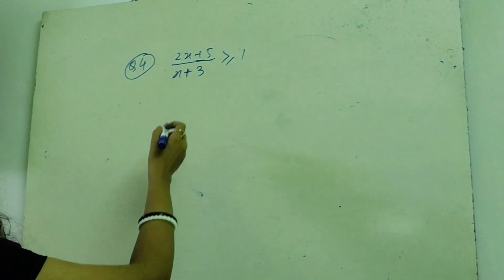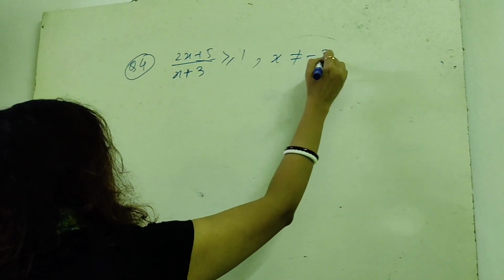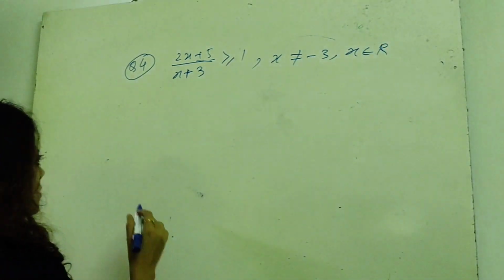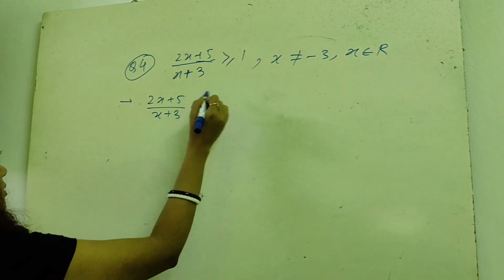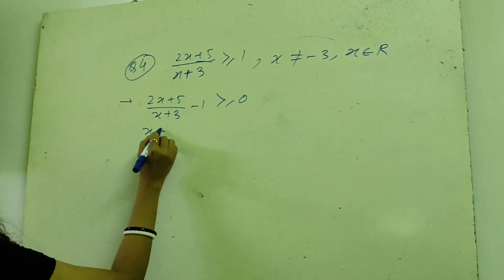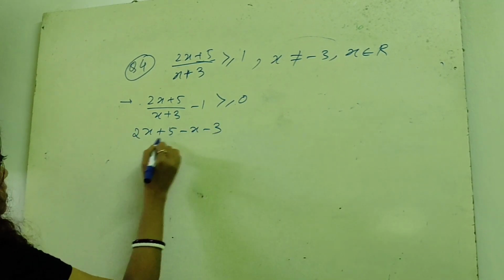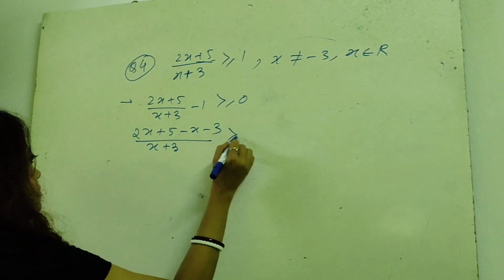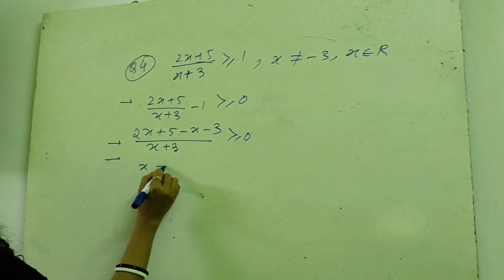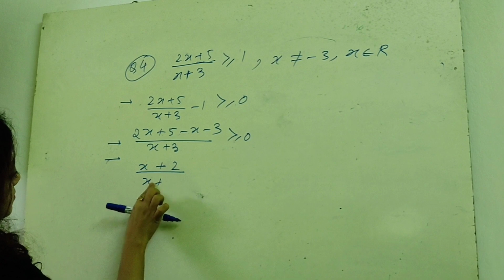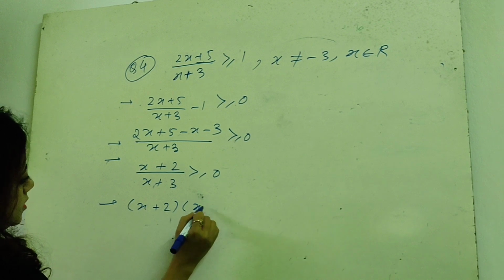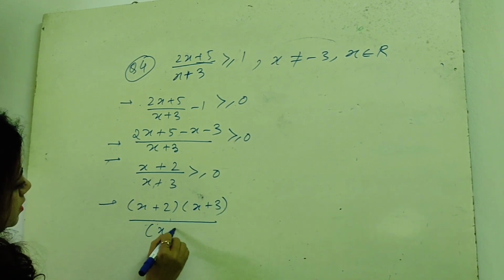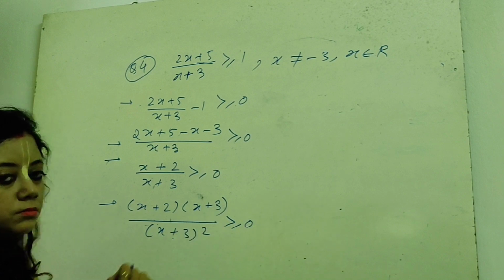Another example, question number 4. Here it is also given that x is not equal to minus 3, x belongs to real numbers. What do I have to do? Very simple step. Bring 1 here, greater than or equal to 0. (2x+5)/(x+3) - 1 ≥ 0, which gives (x+2)/(x+3) ≥ 0, and then (x+2)(x+3)/(x+3)² ≥ 0.